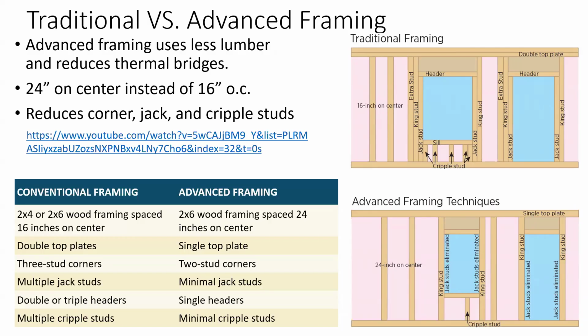Okay, so advanced framing uses less lumber and reduces thermal bridges. On advanced framing, you typically do your outside stud walls 24 inches on center and not 16. It reduces corner studs, jack studs, which are the ones that I call shoulder studs that hold up the header, and cripple studs, which are the studs above the header.